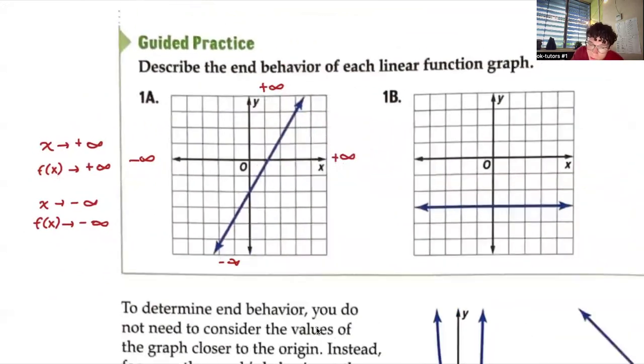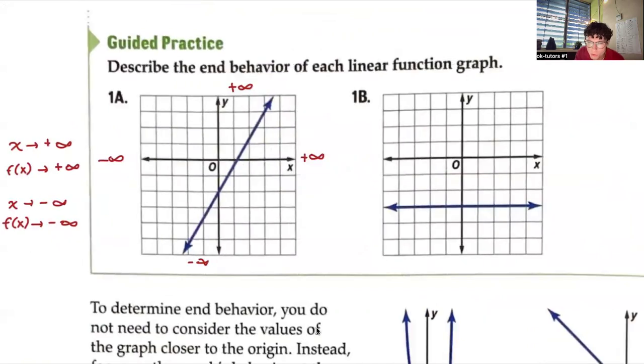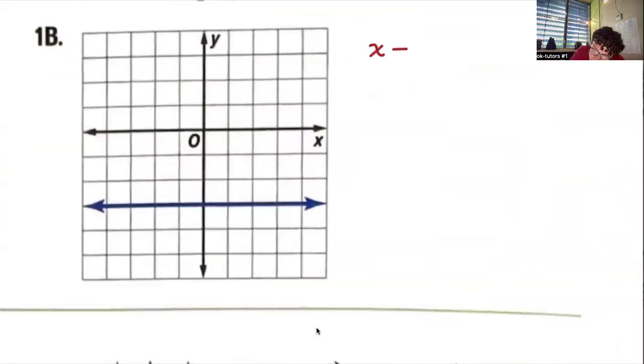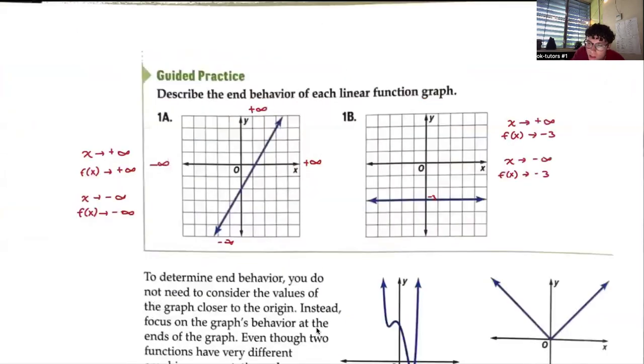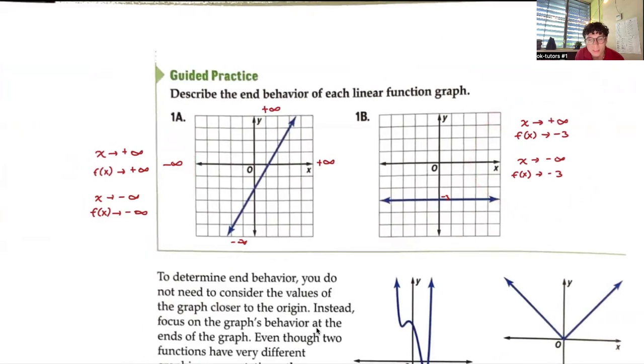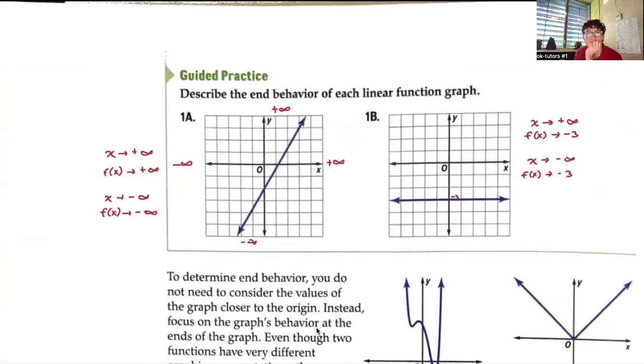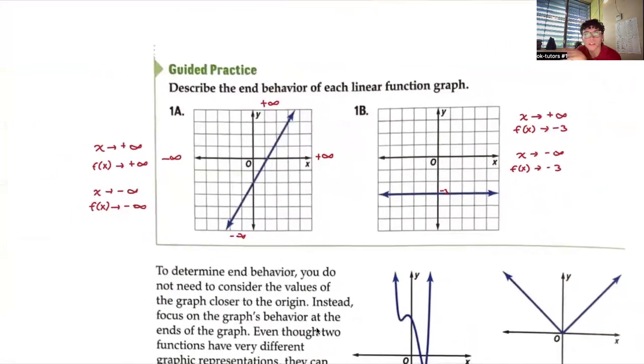Now, in 1b, this is exactly like we learned before. When x tends to positive infinity, f of x tends to -3. And if x tends to negative infinity, f of x also tends to -3. So this will be your final answer, and this will also be your final answer. Okay, that will be both of your answers. That's how you do it. That's literally all you have to do.